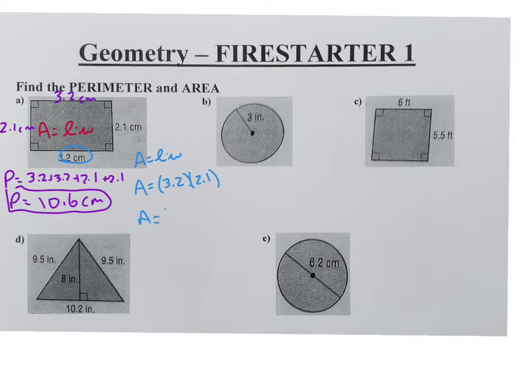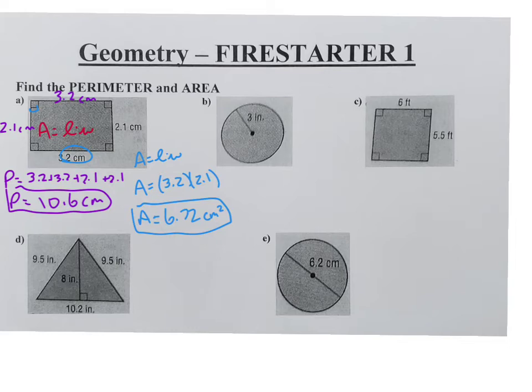Now here's the big key here. You have to write square centimeters. And even though it looks like centimeters squared, it's technically square centimeters because it's literally how many little squares can fit inside that. So you could fit 6.72 one by one square centimeters in there. All right, so that's it for A.